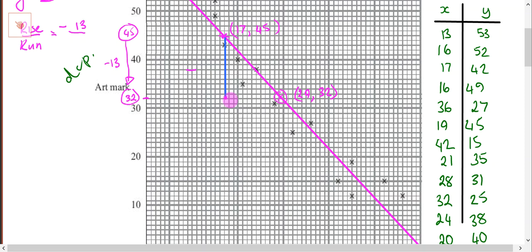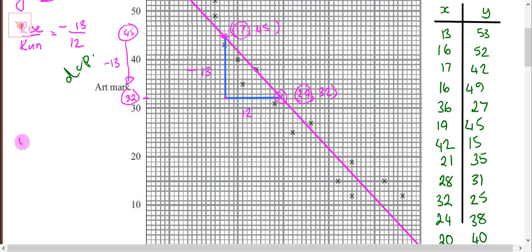Then I need my run. So my run is going from there to that point. So I know it goes, instead of using the grid, I can use my coordinates. It goes from 17 to 29. So what's 17 to 29? 12. So I've got negative 13 and I've got 12. So my run is 12. Well, that's mine. What's yours?